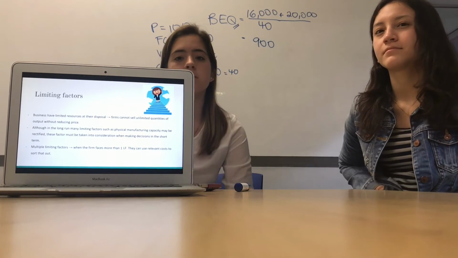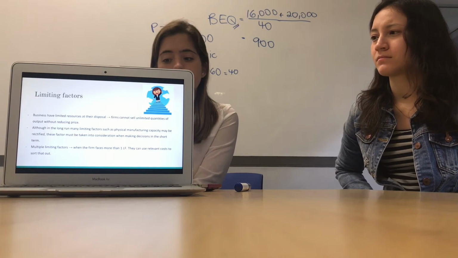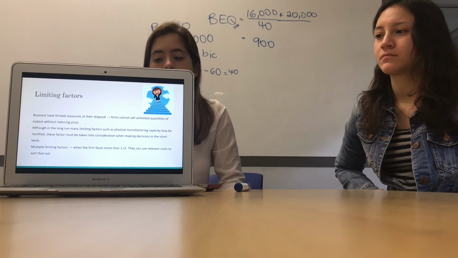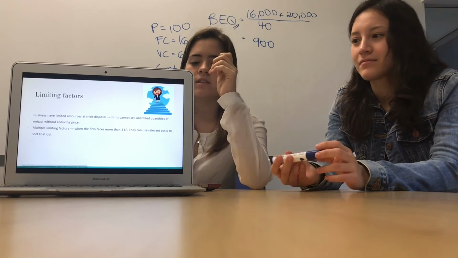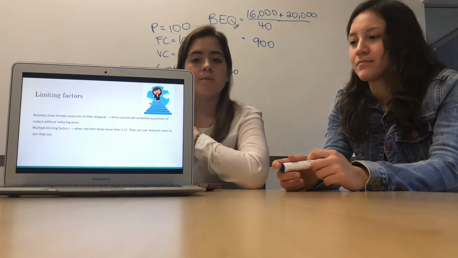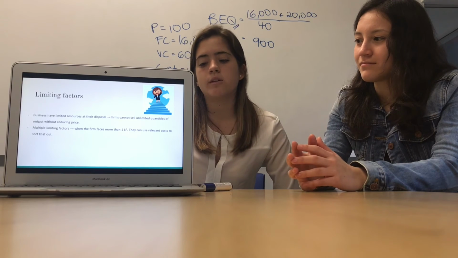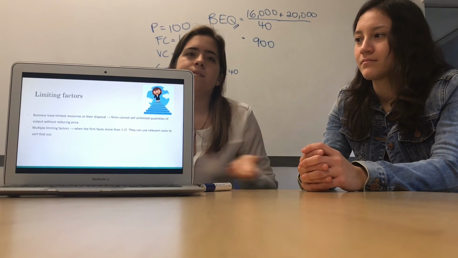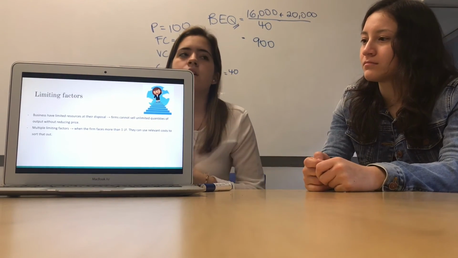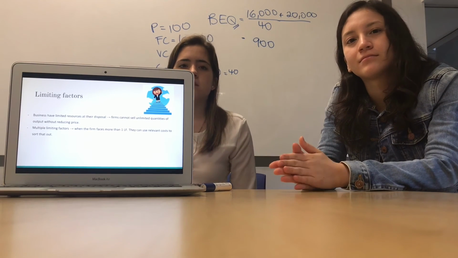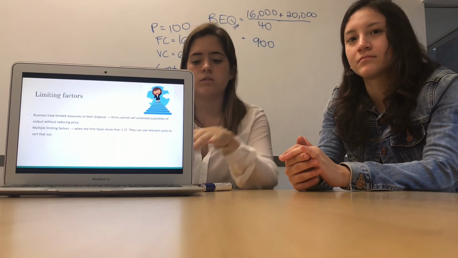And finally, there are some limiting factors mentioned at the end of the chapter, which are that businesses have limited resources at their disposal. Firms cannot sell unlimited quantities of output without reducing price. And the second limitation is that there may be multiple limiting factors, and when firms face more than one limiting factor, they should take into account the relevant costs to sort it out. So, in other words, many times there's more than one problem or limitation, and they have to take into consideration what costs will be affected when they make a decision in order to figure out what's the best path to take.